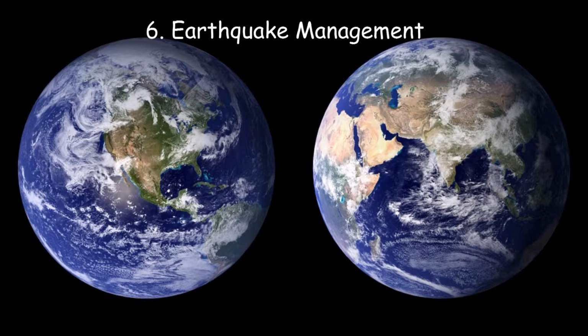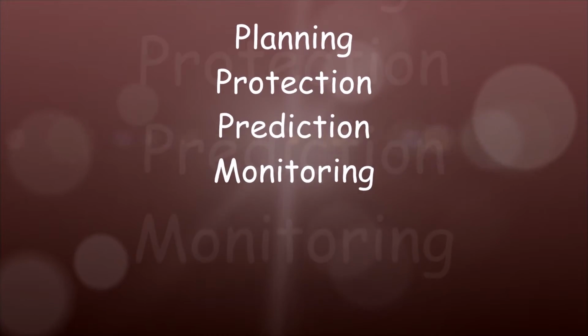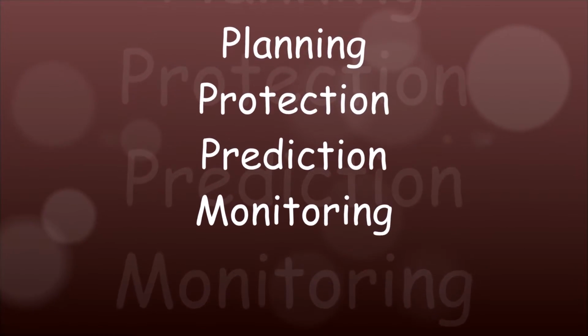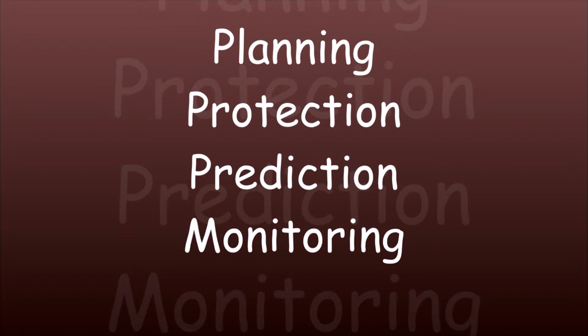How can the risks from tectonic hazards be reduced? Earthquakes. There are 4 main management strategies for reducing the risk of an earthquake. They are called the 3 Ps and a random M.